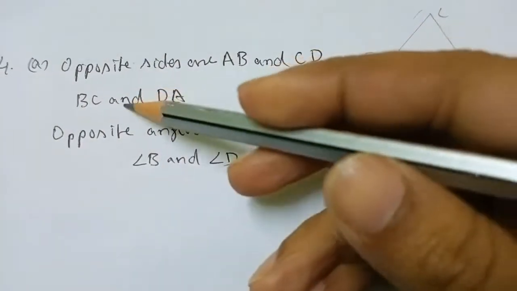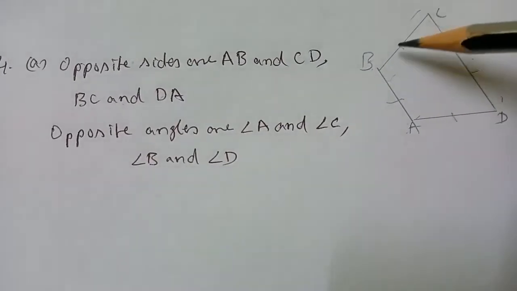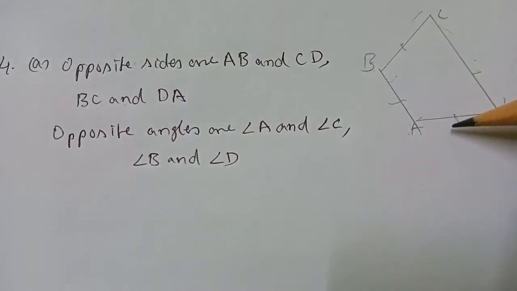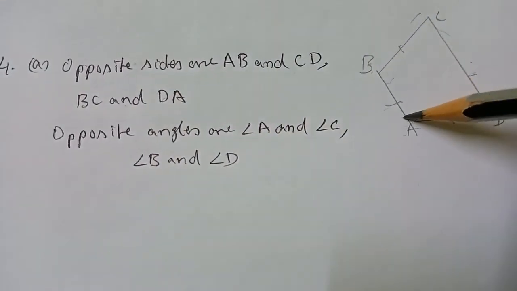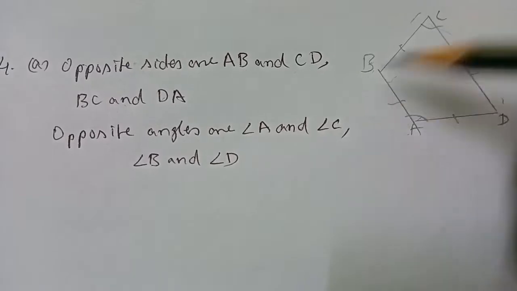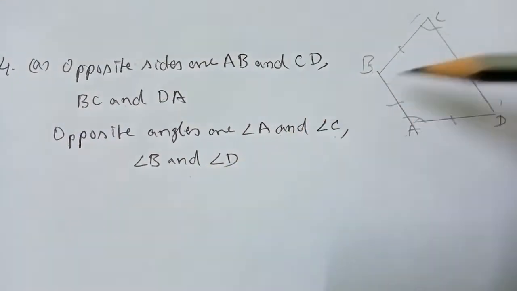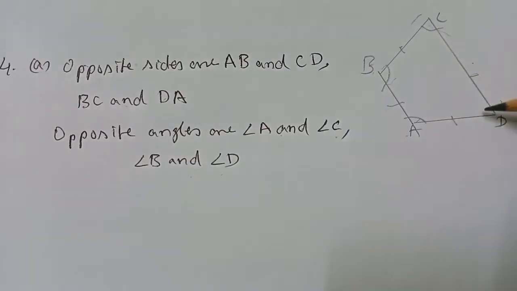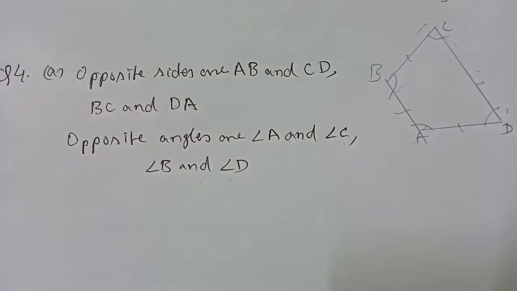The next is BC and DA. That means this side and this side, DA. So these are the pair of opposite sides. Then opposite angles. So pair of opposite angles are what? This angle A is opposite to angle C. Angle A and angle C. Then another pair is angle B and angle D. That means this angle B is opposite to angle D. Okay. So in this way you have to write the opposite sides and the opposite angles. Understood?